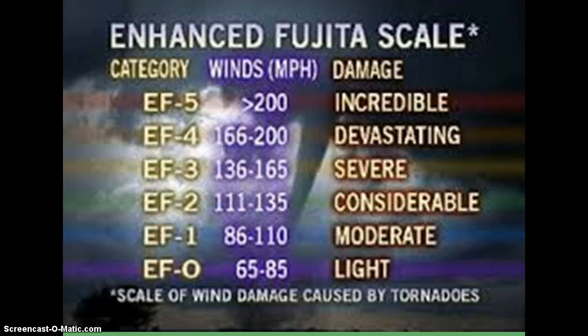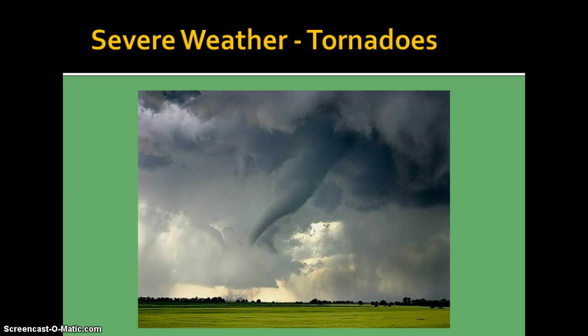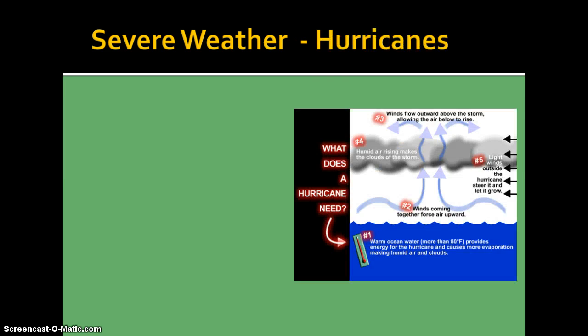Here's the Fujita scale. We now have an Enhanced Fujita scale. They've changed the wind speeds for some of the categories, but it ranges from 0 to 5. And we rate them based on the wind damage. And here's another image of the tornado. You can see how it's just the very bottom tip of the cumulonimbus cloud. Our next type of severe storm is a hurricane.